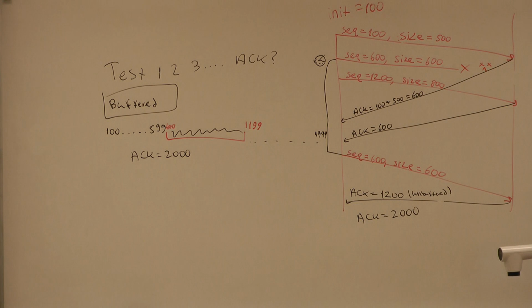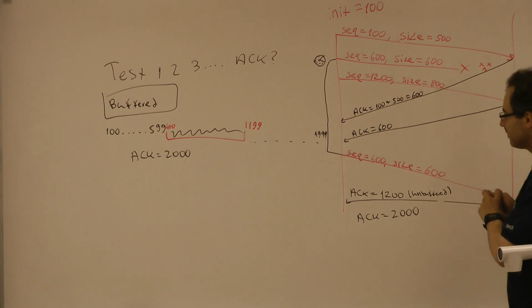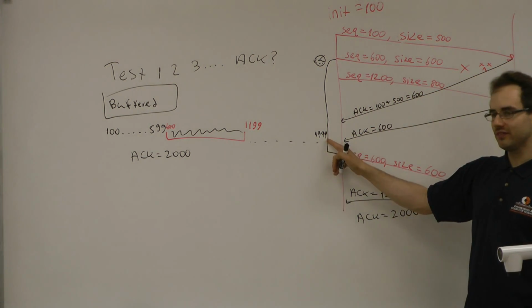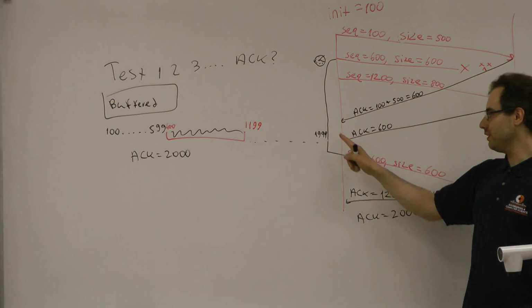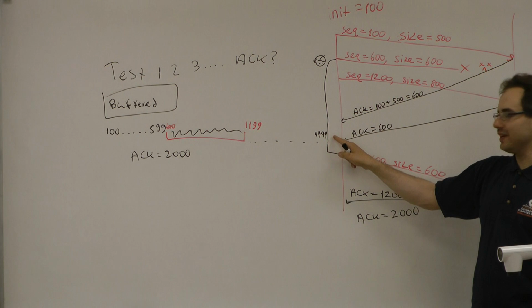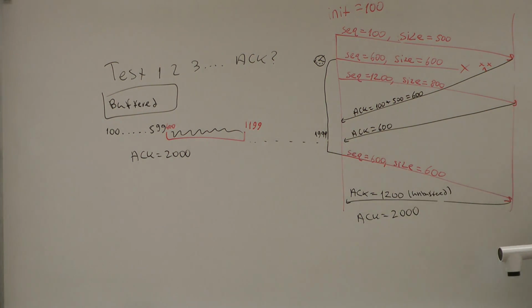So really, buffered and unbuffered cases will be identical until this last step, because ACKs are cumulative. Once the gap is filled, I will send a cumulative ACK back for basically the whole thing. I'll say the next sequence number that I expect from you is 2000, the one that is right there. Make sense? Are we good? Are you sure? Just making sure.